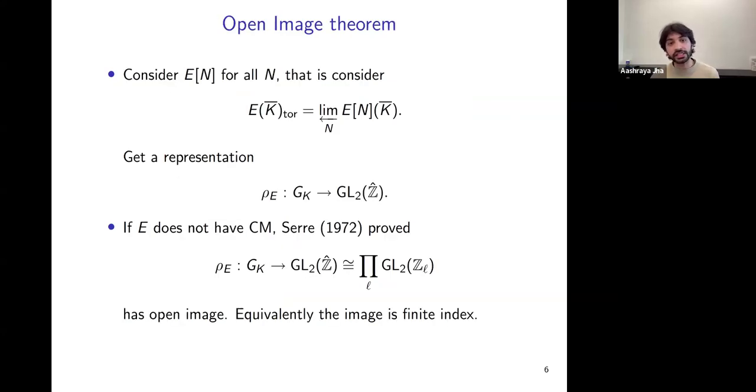So we were considering the n-torsion for some specific n. A natural thing to do is to consider it for all n together, and the natural way of doing this is by taking a projective limit of your n-torsions. One then gets this adelic representation. Serre proved in 1972 that if E does not have CM, then this image has finite index in GL2(Ẑ), which is isomorphic to this direct product of all the p-adics.